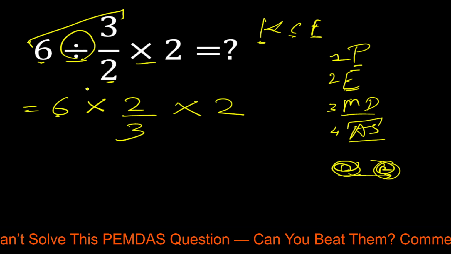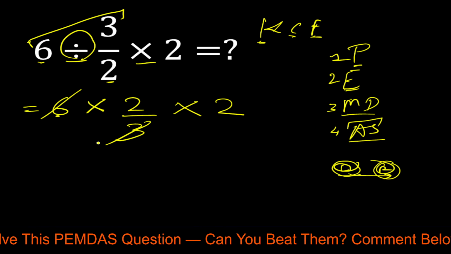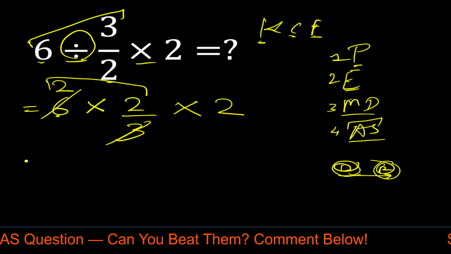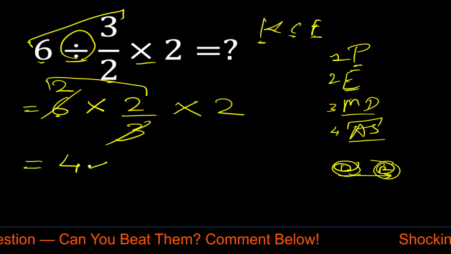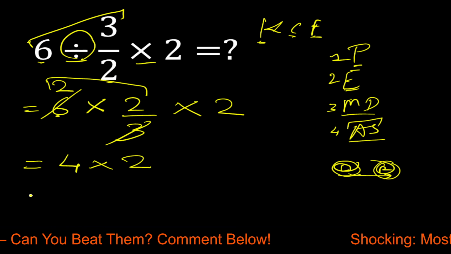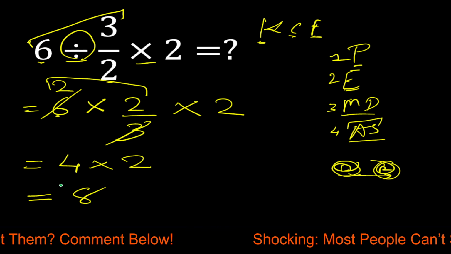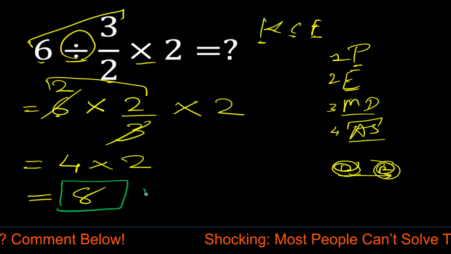Now cancel this 6 by 3. So 2, now 2 times 2 is equal to 4. So 4 times 2. So now 4 times 2 is equal to 8, right? So the correct answer is 8.